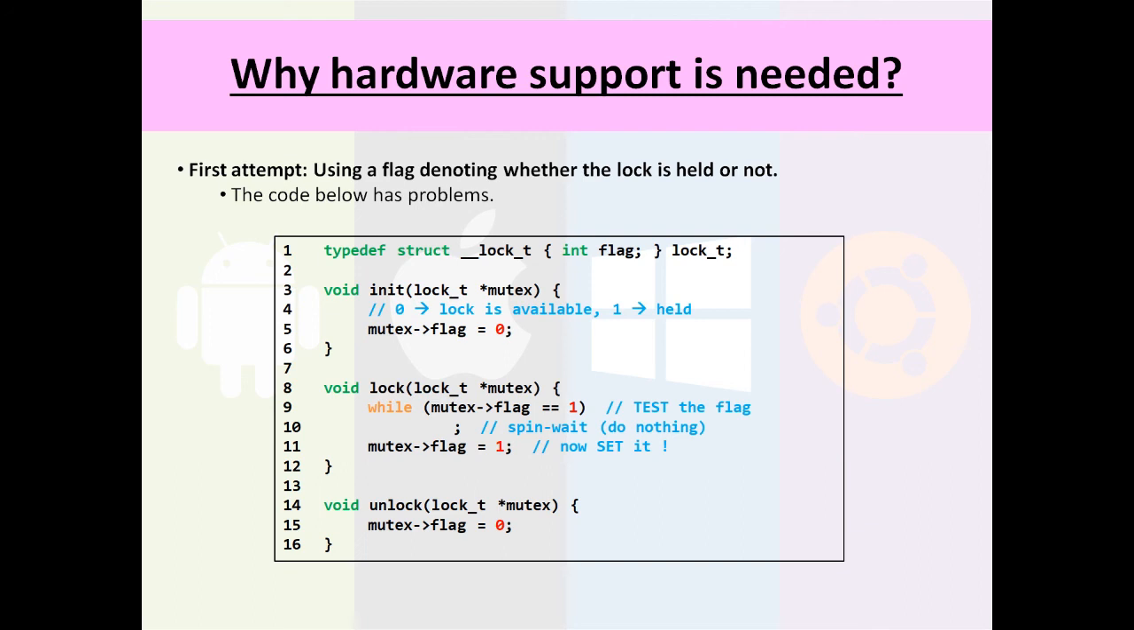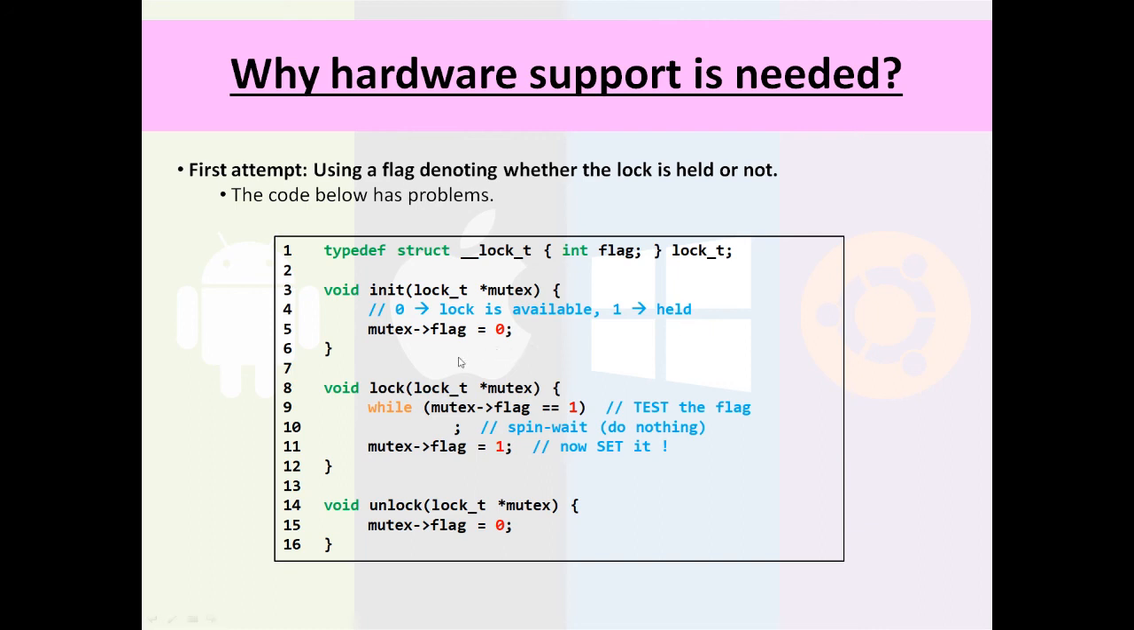So in this very last part of part 1, I'm going to quickly demonstrate why hardware support is needed for implementing locks. And I'm going to demonstrate it through this basic example here. So our first attempt at building a lock is by using a flag to denote whether the lock is held or not. And then I'm going to demonstrate the problems that arise as a result of this.